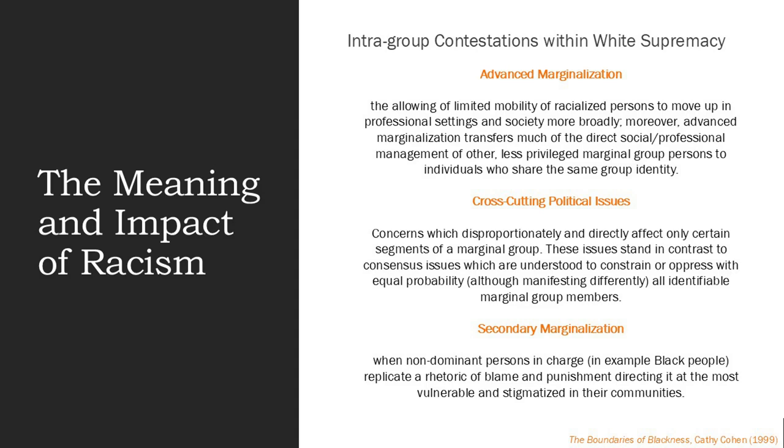First, let's begin with advanced marginalization. What is it? Kathy Cohen says that it is the allowing of limited mobility. Hear this. Limited mobility of racialized persons to move up in professional settings in society more broadly. In other words, LeBron James is intentional. Oprah Winfrey is intentional because allowing certain folks through from racialized groups, that is the whole point of how the society is structured. It does not mean that racism and anti-Blackness does not exist, but it is designed so that only a few get through.